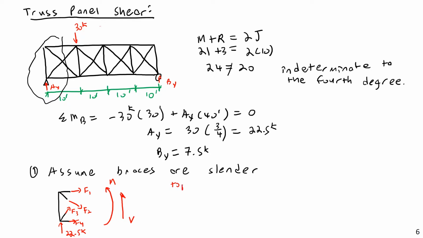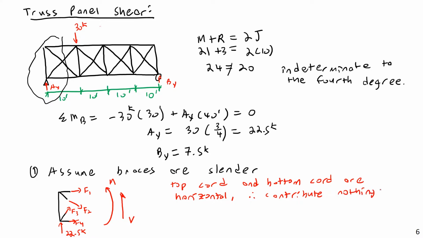The top chord and bottom chord contribute nothing to the shear. They are horizontal, and therefore contribute nothing to the panel shear. So let's think about this. They contribute nothing to the panel shear.